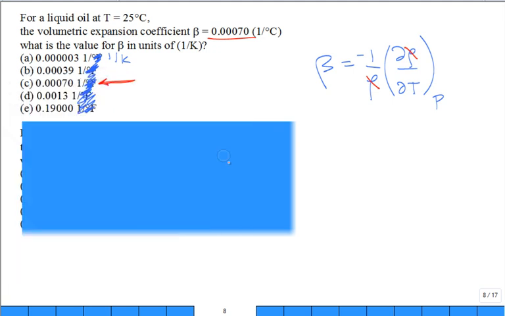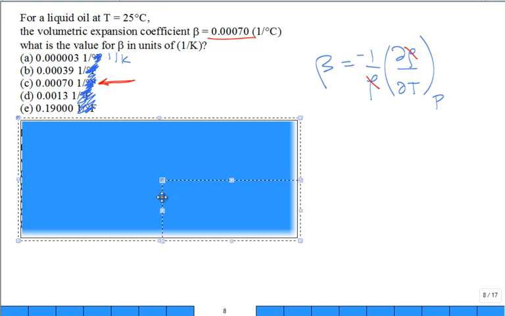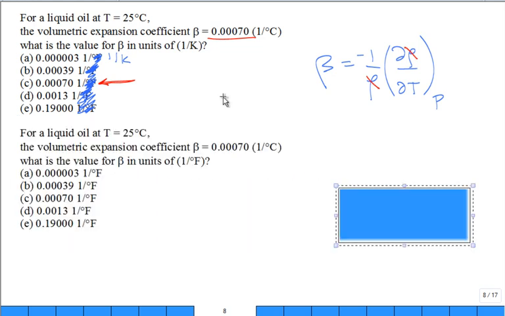Now, a tougher question. I don't know why I ask these tough questions. Somebody says, same oil, same temperature, the volumetric expansion coefficient is the same. It's 1 over degree C. You already know, hey, if I want it 1 over Kelvin, I've got it 1 over Kelvin. It's the same numeric value. But they said, nope, I don't need it 1 over Kelvin. I need it in 1 over Fahrenheit. This is a challenging question. One of the answers is correct. What is the volumetric expansion coefficient?